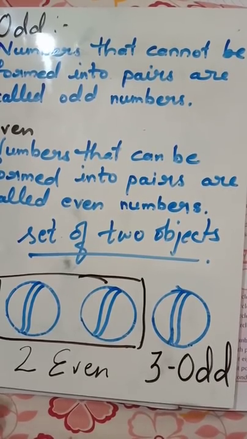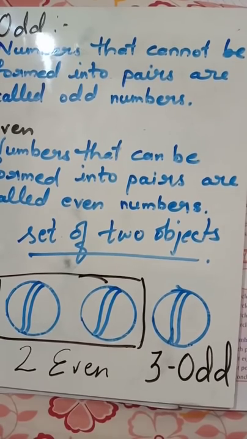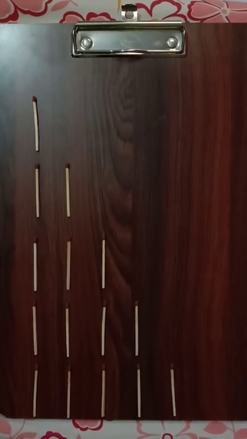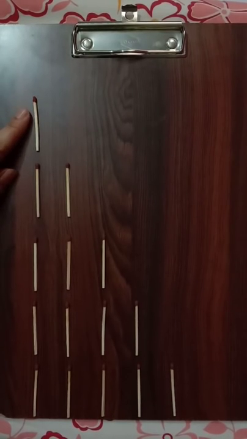Now let us see, counting from 1 to 10, which numbers are odd and which are even. Here with the help of these matchsticks, we'll try to find out which numbers are even and which are odd. Starting with number 1, this matchstick is single. It is a single object, and we cannot make a pair of a single object. So 1 is an odd number.